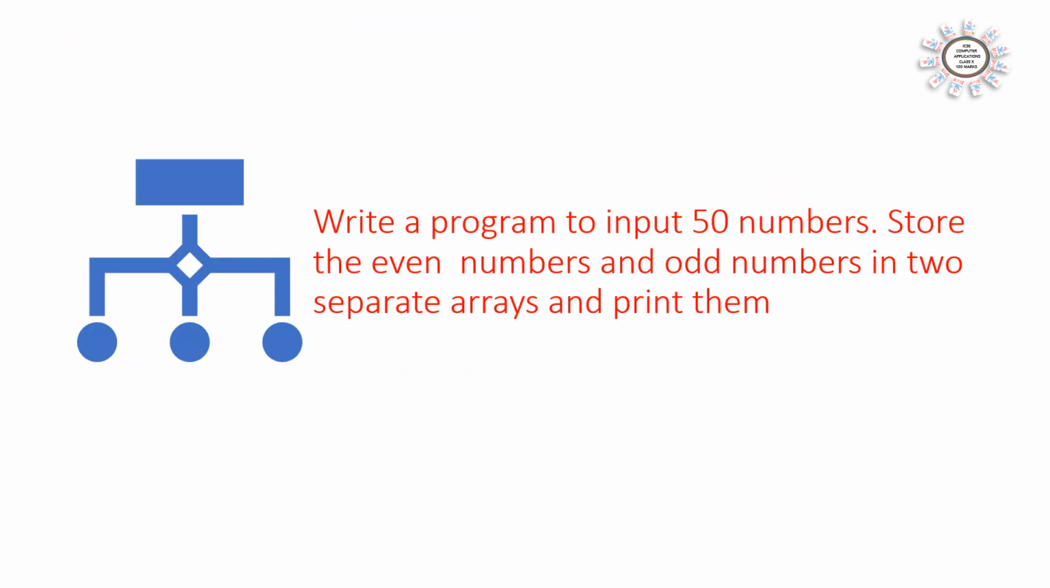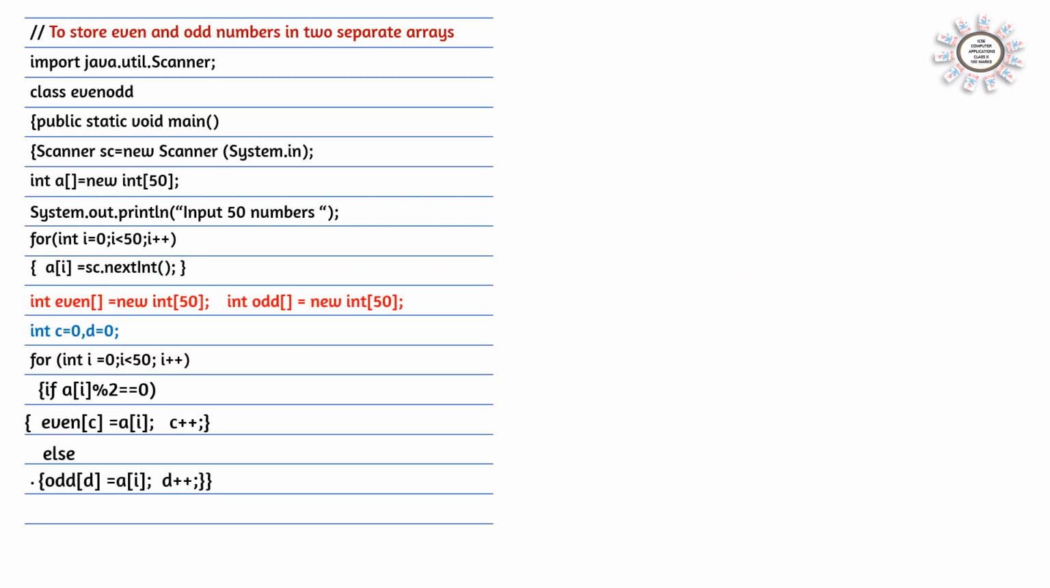Now we can see the next question. Write a program to input 50 numbers. Store the even numbers and odd numbers in two separate arrays and print them. So in this, we have to input 50 numbers and find out the even numbers and store them in one array, and odd numbers store them in another array. So we can start the program.